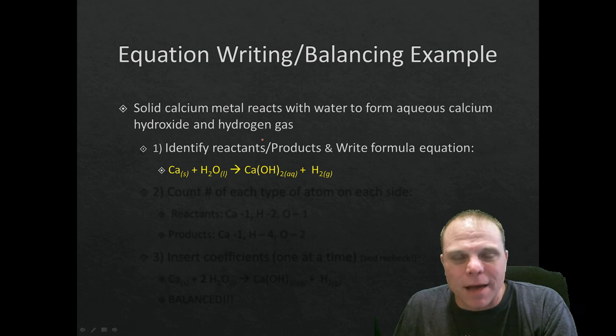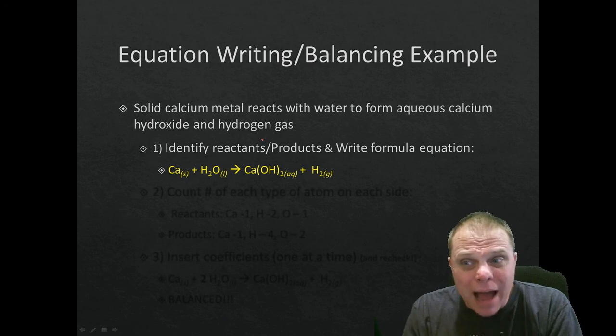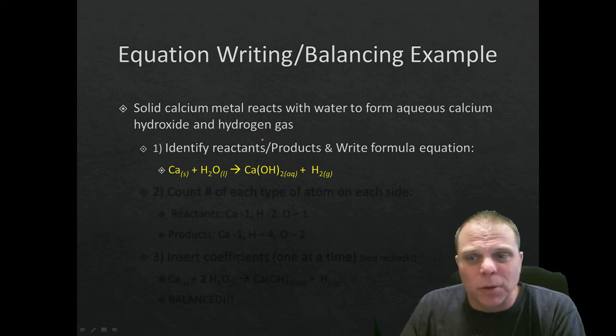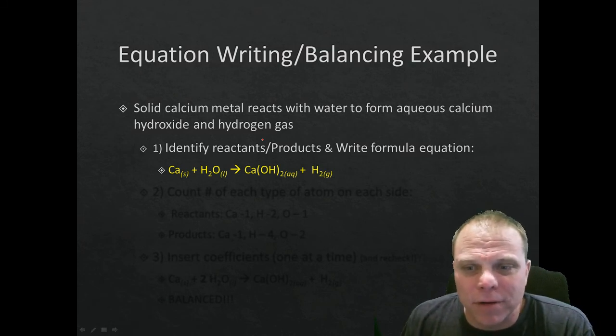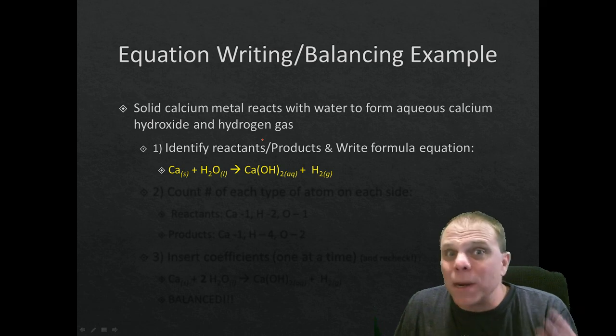Calcium with a little S after it, plus H2O with a little L after it, gives you Ca(OH)2 with AQ, that's aqueous, meaning that it's dissolved in water, plus hydrogen gas, H2 with a G in parentheses after that. Okay, so now we need to balance this, right? So that was writing it out, but now you have to balance it.